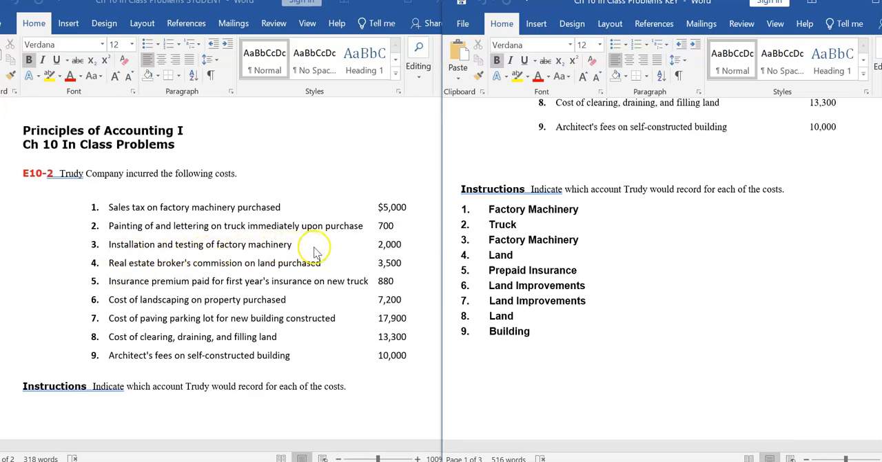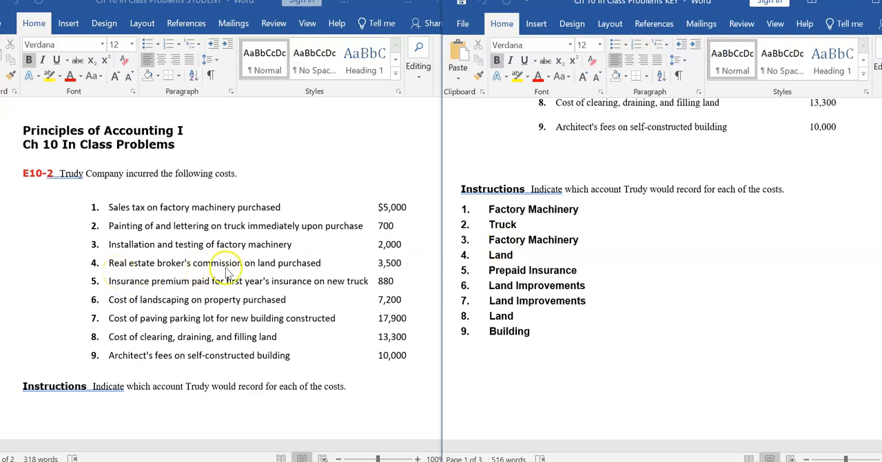Installation and testing of the factory machinery. We had purchased factory machinery and we had to install it and test it before we could use it. That is an additional cost of getting the asset in place and ready for use over and above the cost of the machinery itself. So that is added to the factory machinery asset account.